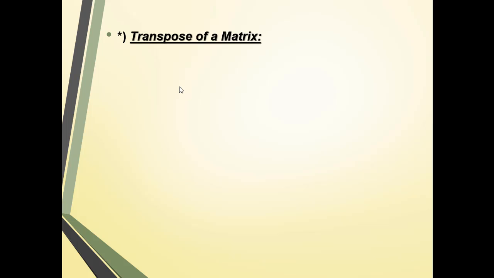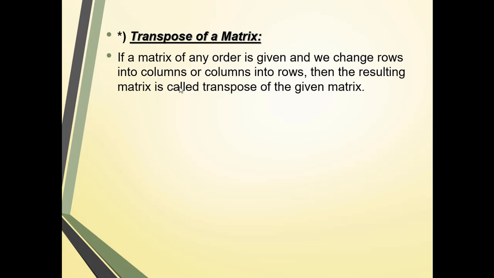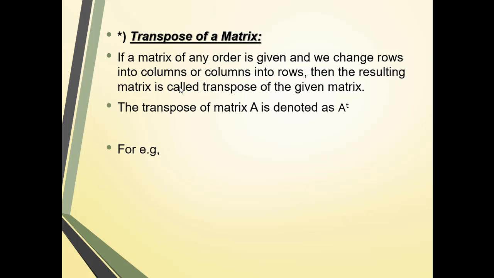One more thing, transpose of a matrix. What is the transpose of a matrix? If a matrix of any order is given and we change rows into columns and columns into rows, then the resulting matrix is called the transpose of the given matrix. The transpose of a matrix A is denoted as A to the power of T.